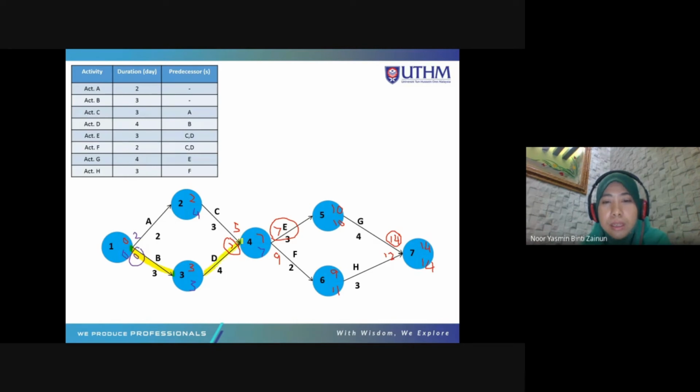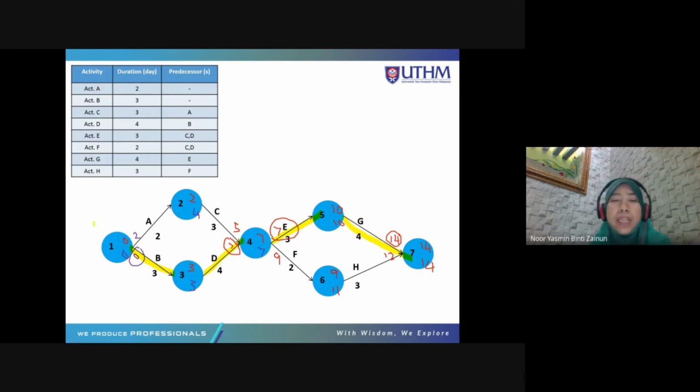D, E, and G. So the critical path is B, D, E, and G, which has no total float, because they have similar numbers for early start, early finish, late start, and late finish.